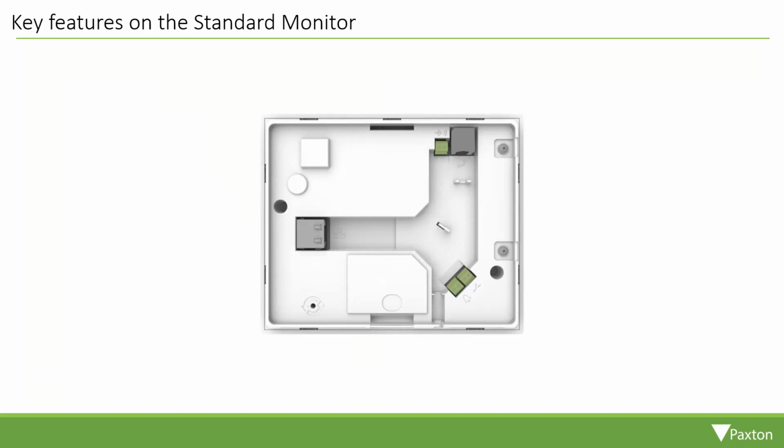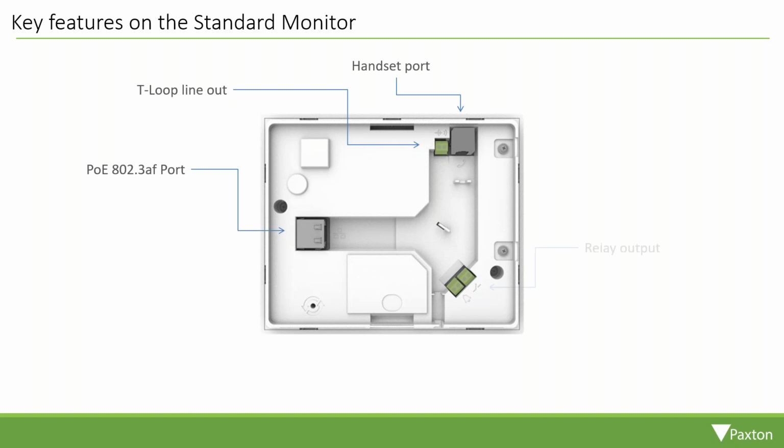We'll take you on a quick whistle-stop tour of the back of the monitor. So the inputs are as follows. We've got the PoE input to allow for power and data. Got a connection for T-loop line out. Got our handset port if you're using the one with the privacy handset. Got relay out for such things as a sounder, input for a doorbell, and factory reset button.